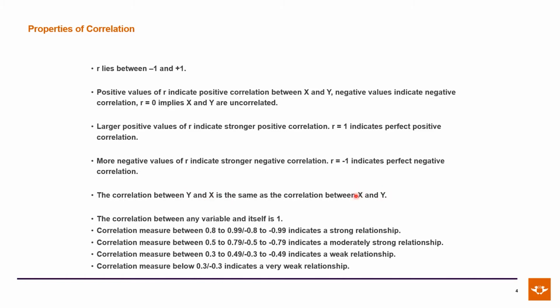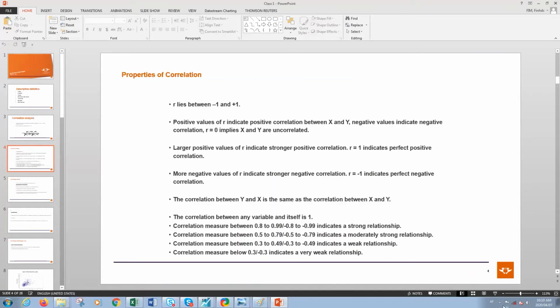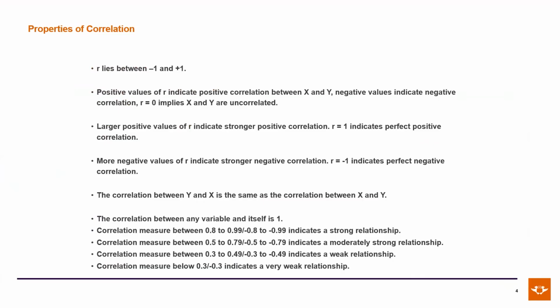Now, importantly, the correlation between a variable and itself will always be 1, right? That makes sense. Now, these rules of thumb are quite important to remember, right? So when you interpret your outputs, you need to refer back to this.